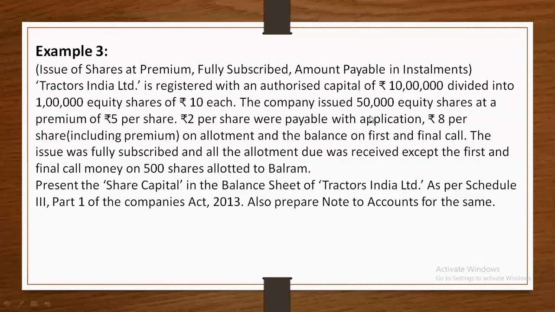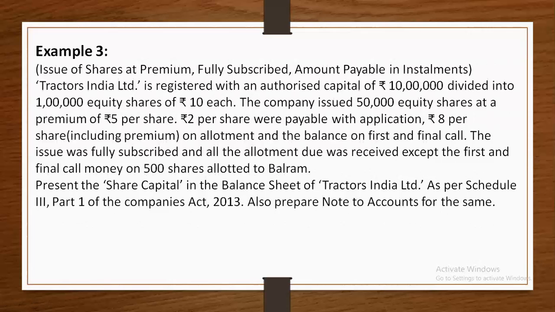So student, look here. On 50,000 shares at the rate of rupees 2, company is receiving rupees 1 lakh as application. And on 50,000 shares at the rate of 3, excluding the amount of premium, 1,50,000 is received for allotment. And first and final call is due on 50,000 shares at the rate of 5. This will become 2,50,000. But here Balram did not pay first and final call money on 500 shares. That means here is an arrear of rupees 2,500.